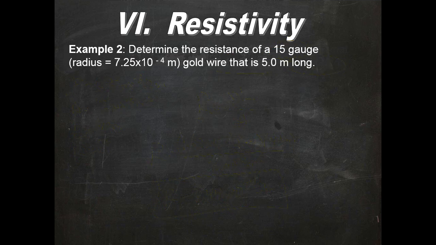Take a look at this next example. Determine the resistance of a 15 gauge gold wire that is 5 meters long. The gauge number is how we rate the thickness of the wire. The higher the gauge, it's actually going to be the thinner the wire.